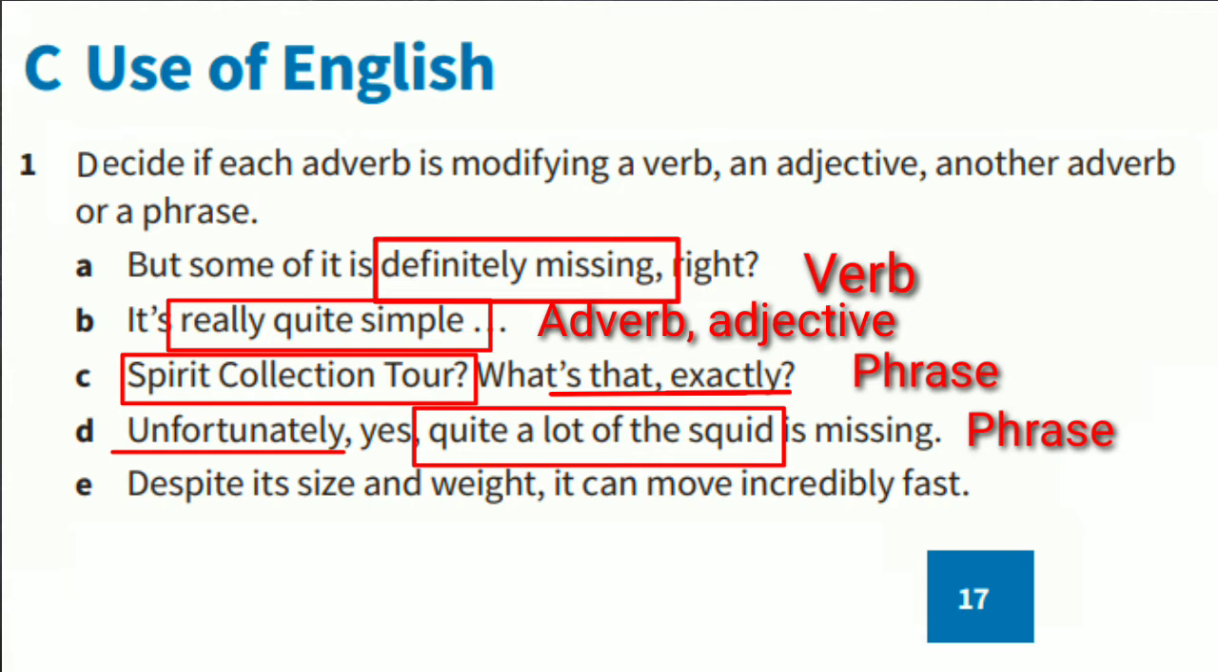And then E, despite its size and weight, it can move incredibly fast. Okay, so what do you think about this one? As you can see there, the adverb is incredibly, right? And you can see fast here, which is also an adverb. So incredibly describes fast. Adverb describes adverb. So yeah, that's the end of the practice from our textbook, page 17.